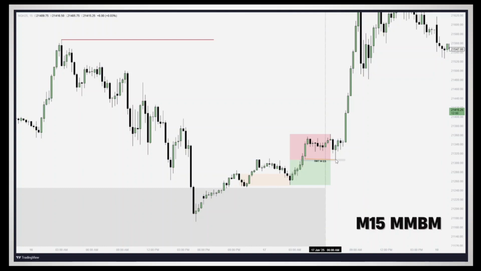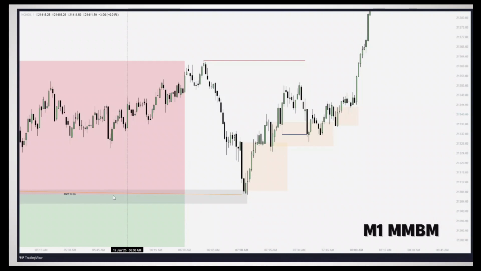So here we got the intermediate time frame and then the short term perspective here, M1, which will be the market maker buy model here. Yeah, it will be the clean delivery to the upside. As you can see, the down close candle supporting the price higher.